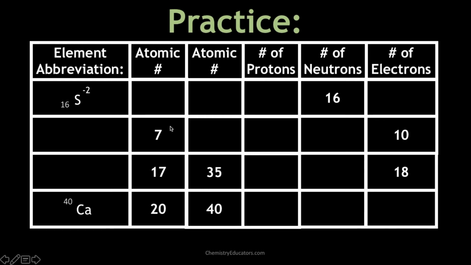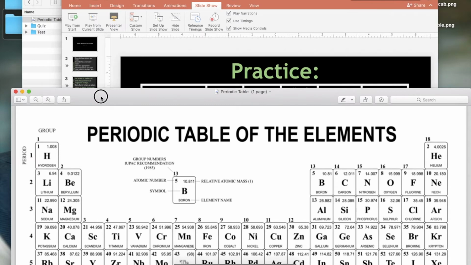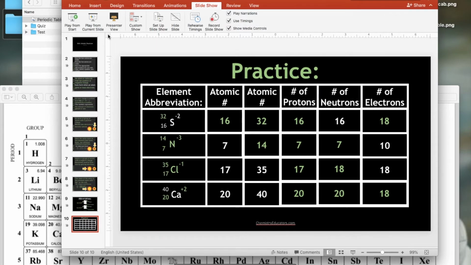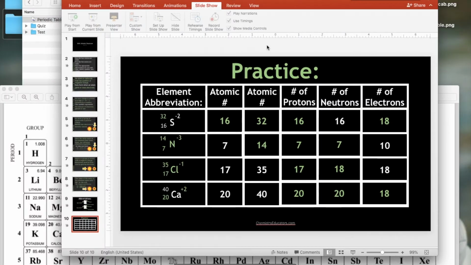So for example, let's say we have atomic number of 7 and number of electrons of 10. How would I figure that out if I only had atomic number 7 and number of electrons to go by? I would look at my periodic table. I would find atomic number 7, which is here. So we have nitrogen. So we know it's atomic number 7, and number of electrons 10.